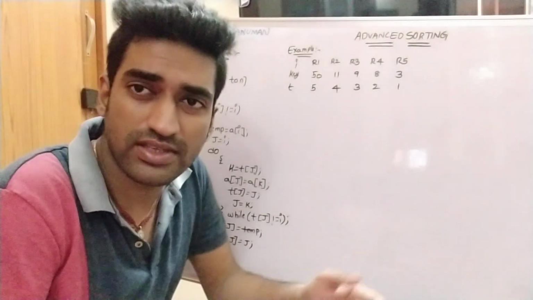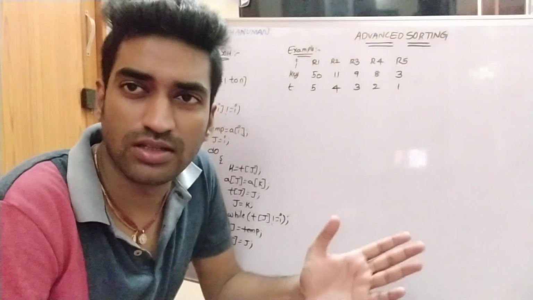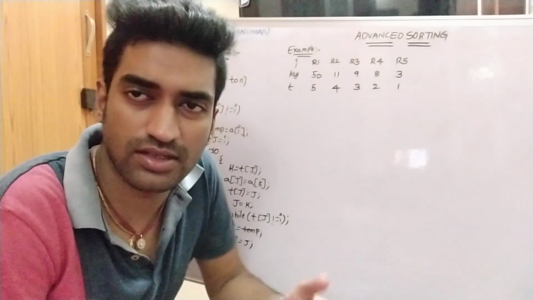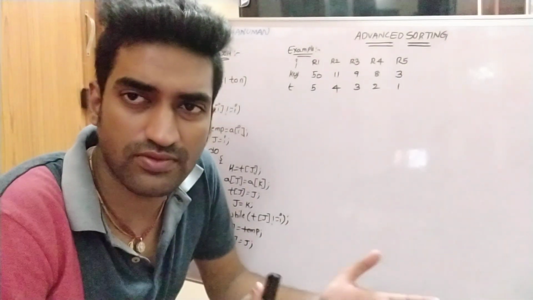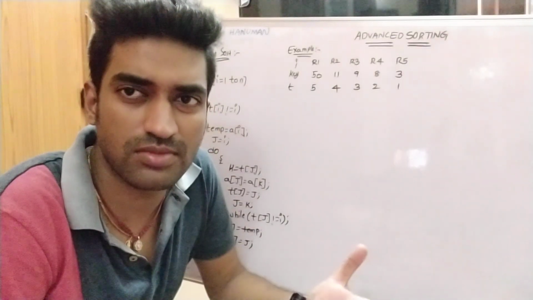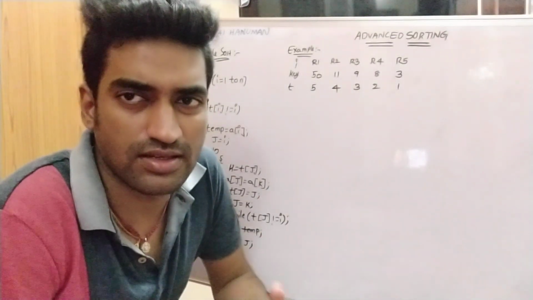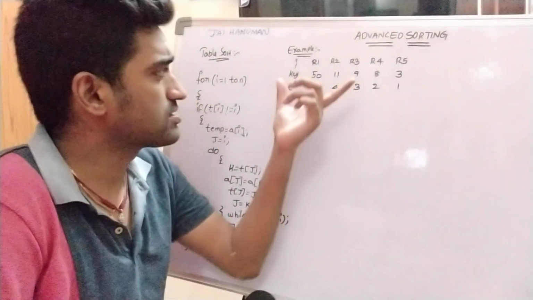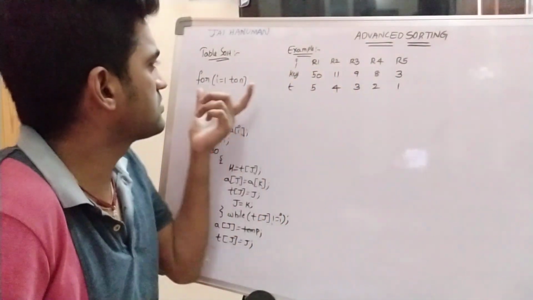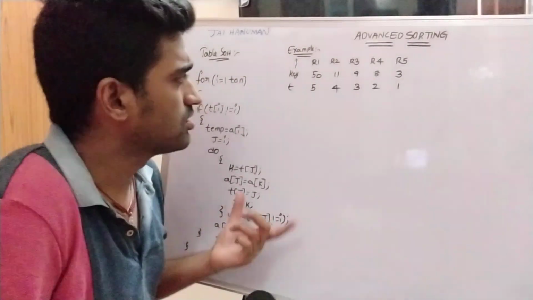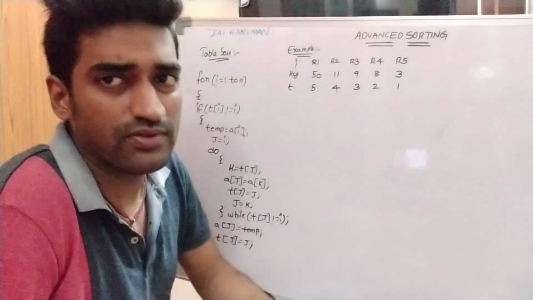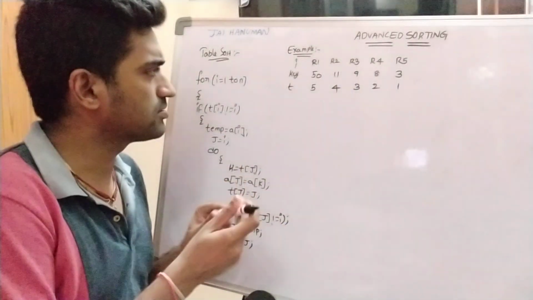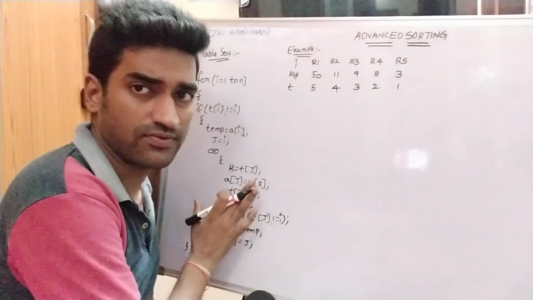Yes, hi friends. In the previous session, we already discussed what table sort is, and I wrote a function definition for table sort. By using that function definition, we can sort all the elements in ascending order. Here I'm taking one example, and I'm tracing this example with the help of this function definition.